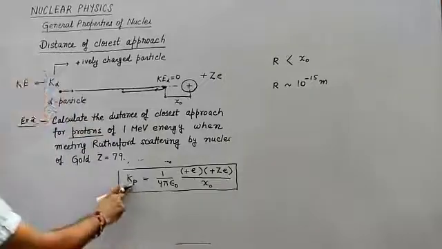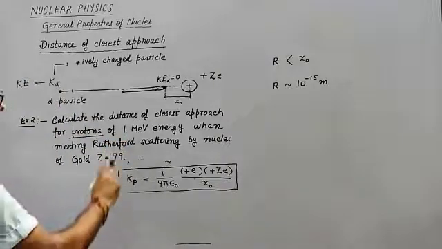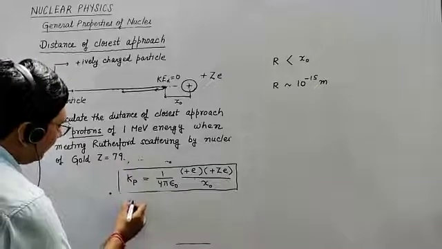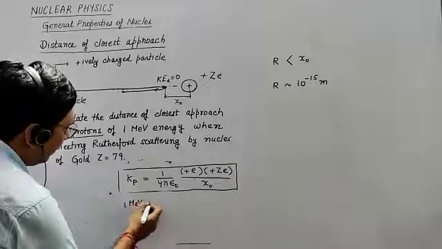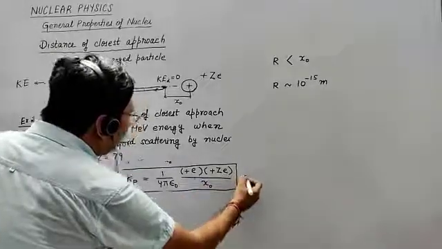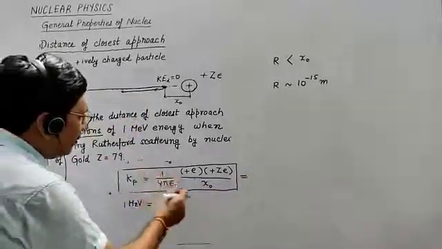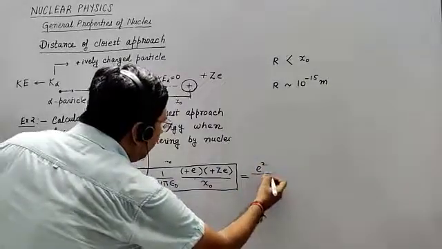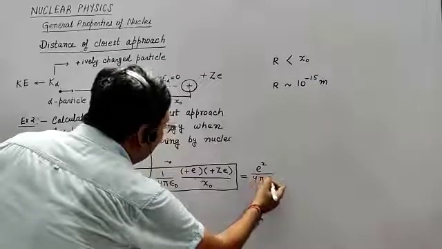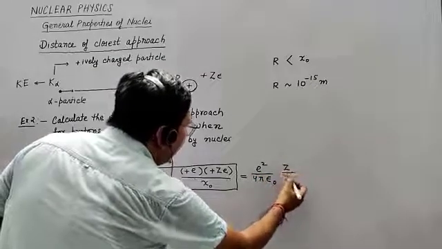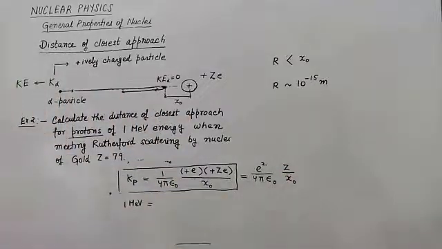So how much is the value of this Kp? This is 1 MeV. And before substituting these values, I want to rewrite this formula as E square upon 4 pi epsilon naught into Z upon x naught. I am rewriting this formula in this form. Why am I rewriting this formula in this form?